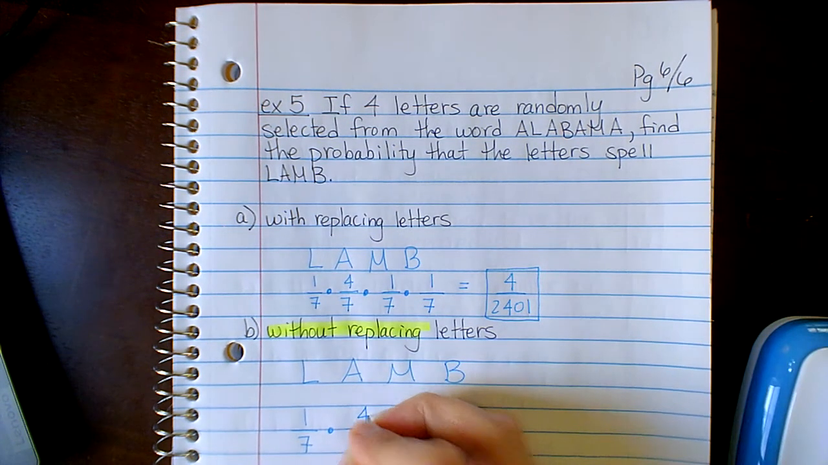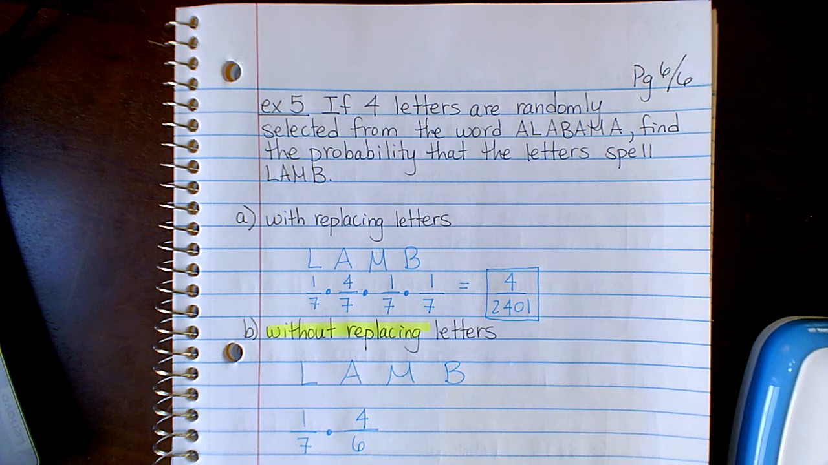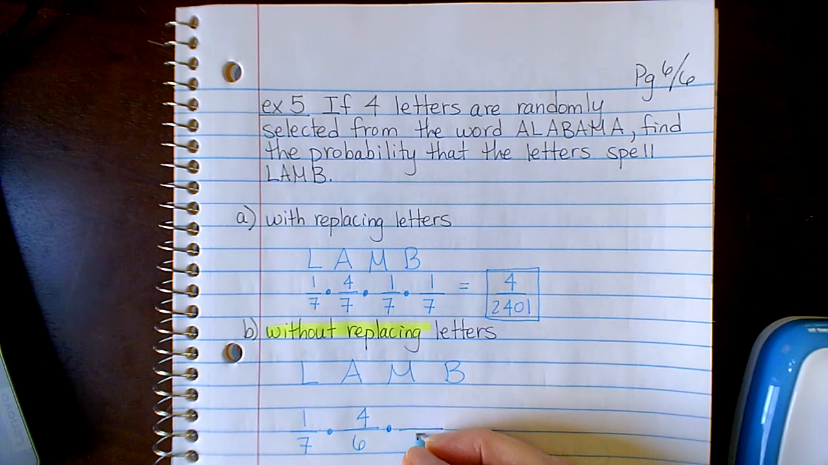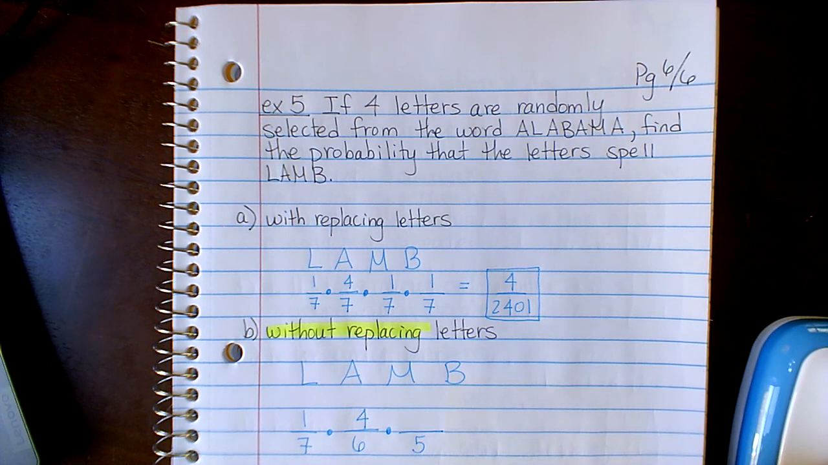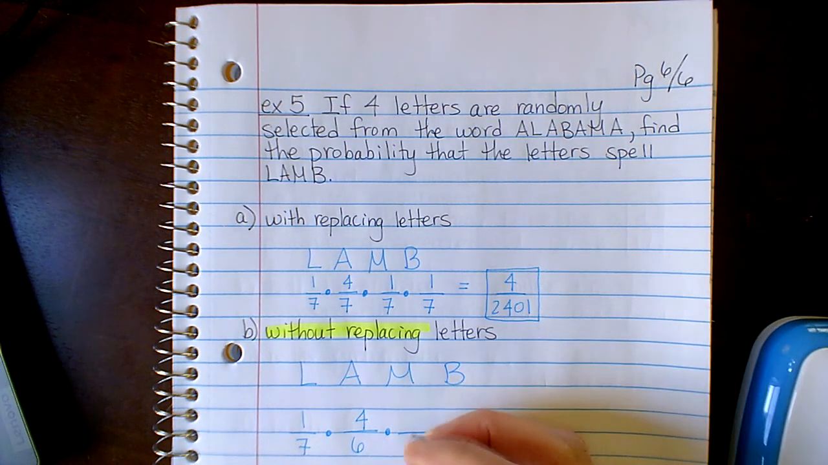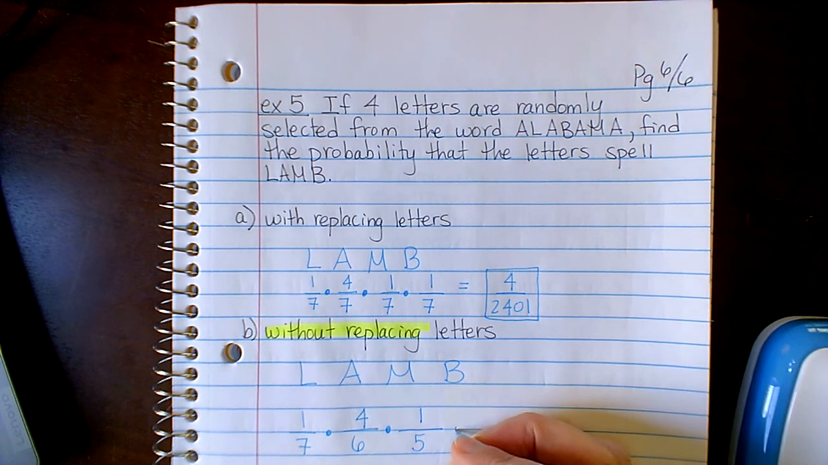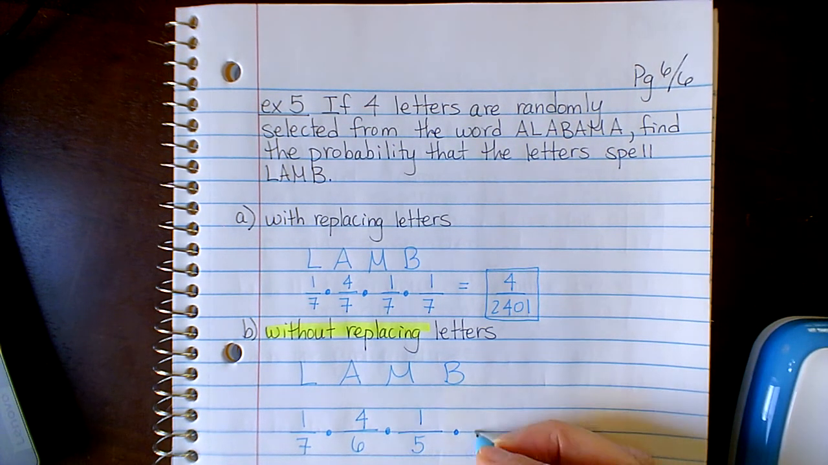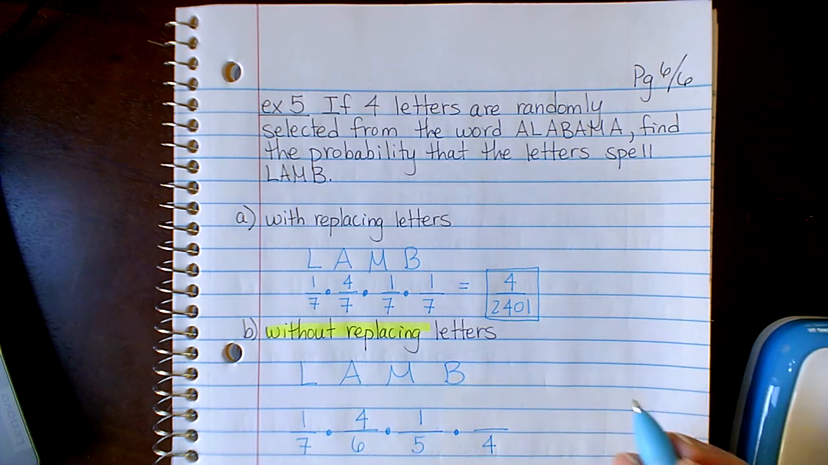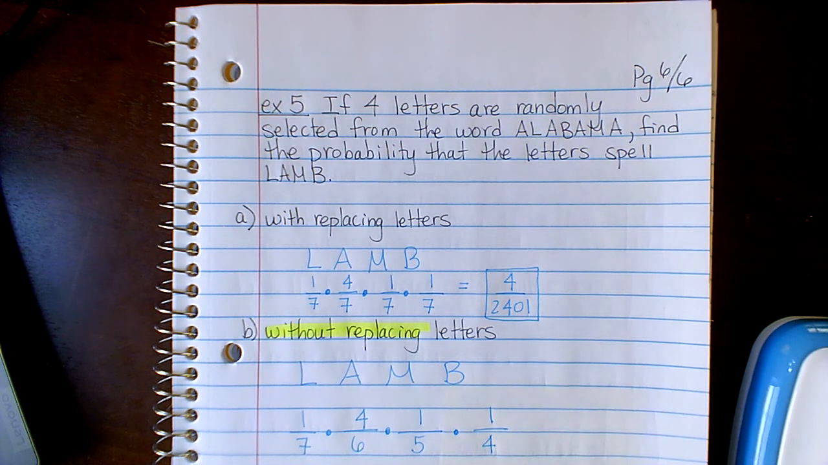Of those 6, 4 of those is an A. Okay, so you take out that A. I'm not going to put it back, so now I'm down to only 5 letters. And I'm missing an L and an A. So now what's the probability of an M? There's still one M. And then the probability of a B, now I'm down to 4 letters total because I haven't been putting these back as I've been drawing them.